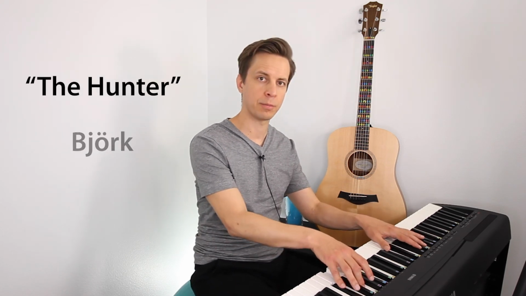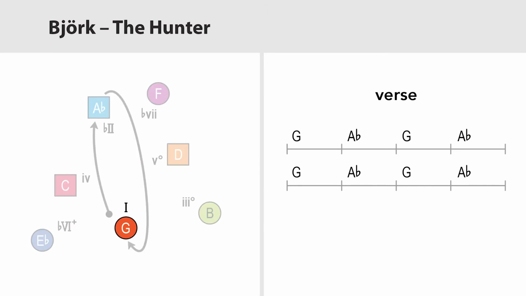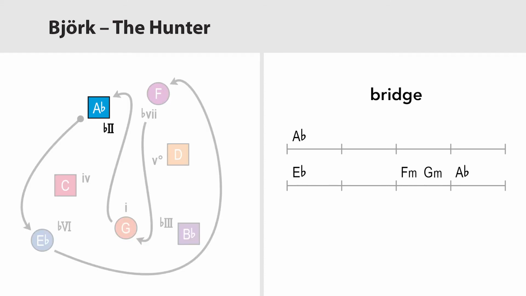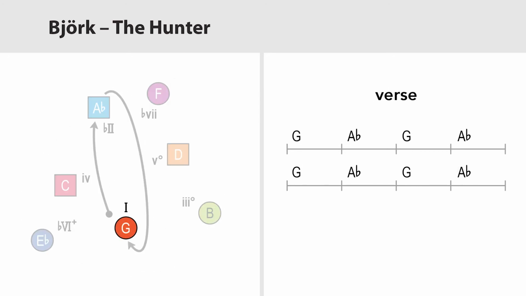Another example of Phrygian Dominant that has a similar sound is The Hunter by Björk that is in the key of G. Much of the song moves between G major, the major 1 chord, and A flat major, the flat major 2 chord. And then in the bridge section, the progression moves through a regular Phrygian progression of A flat major, the flat major 2, E flat major, the flat major 6 chord, F minor, the flat minor 7 chord, then G minor, the minor 1 chord, back to A flat major, the flat major 2 chord. So it sounds like this.